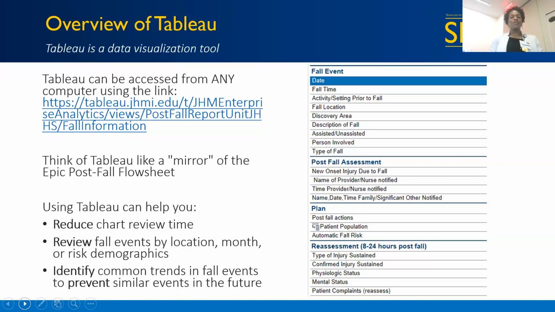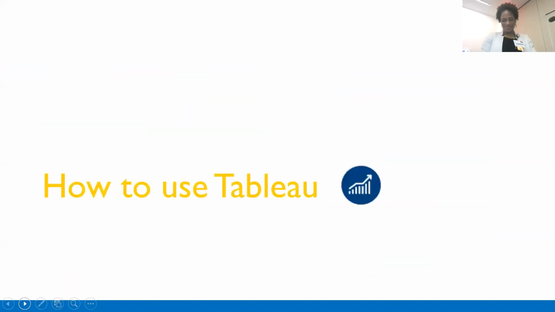For reviewing fall events by location, if you want to look at a specific unit or multiple units at a time, you can also do that within Tableau. If you want to look at a specific month, or even by risk demographics for a patient. All of these things combined really help you to identify common trends in fall events to prevent similar events in the future. This is a picture here of just what that post-fall flow sheet looks like within Epic. So all of the fields there are also duplicated within Tableau. We'll move on to the next slide.